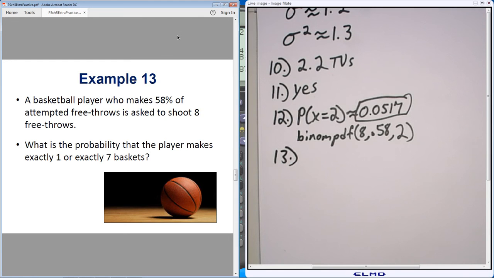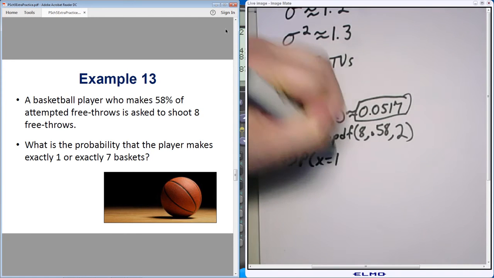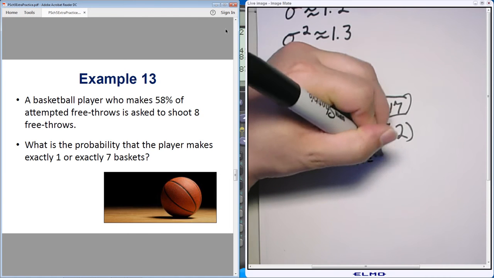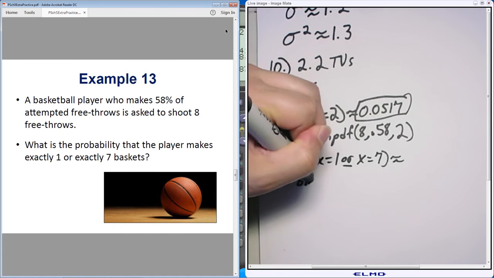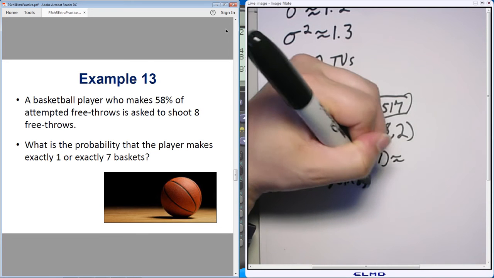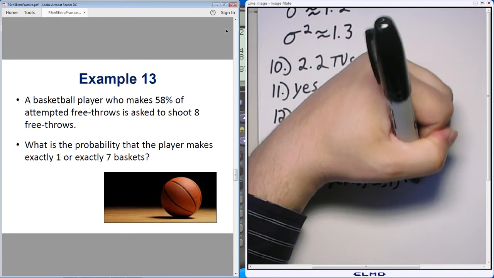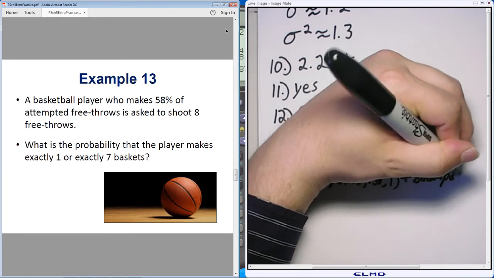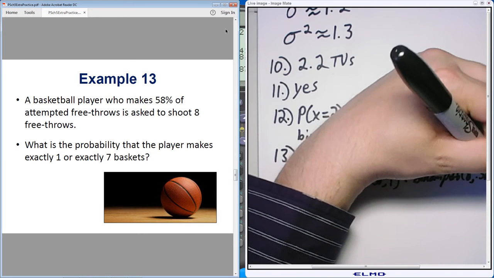Number 13. What's the probability the player makes exactly 1 or exactly 7 baskets? Well, since we have an OR, we'll use the addition rule. First, find binomPDF of exactly 1 and add that to binomPDF of exactly 7.